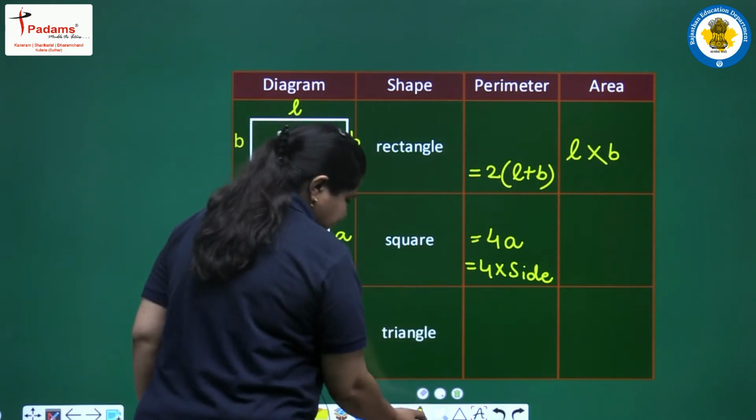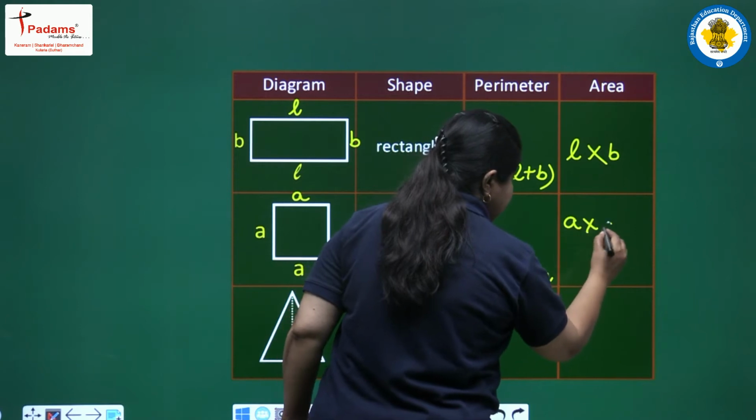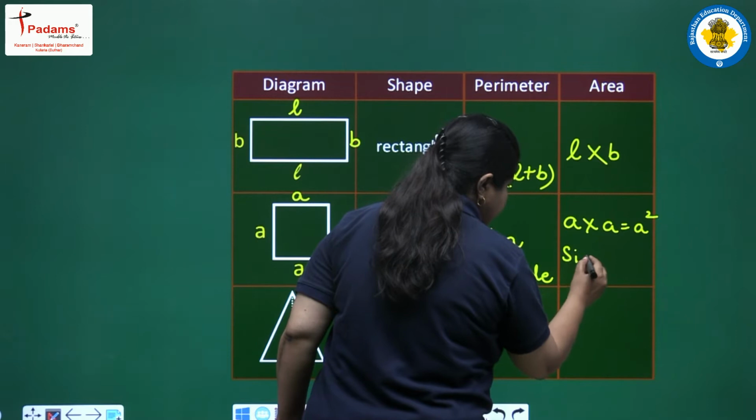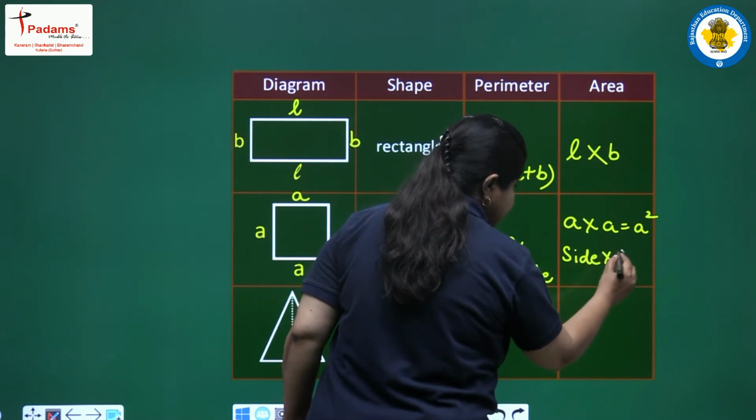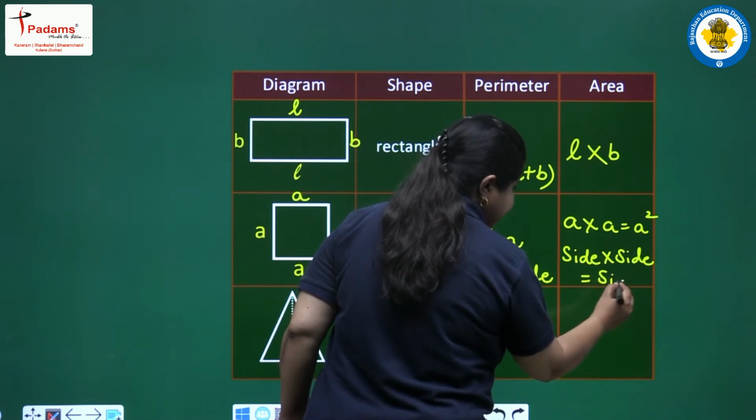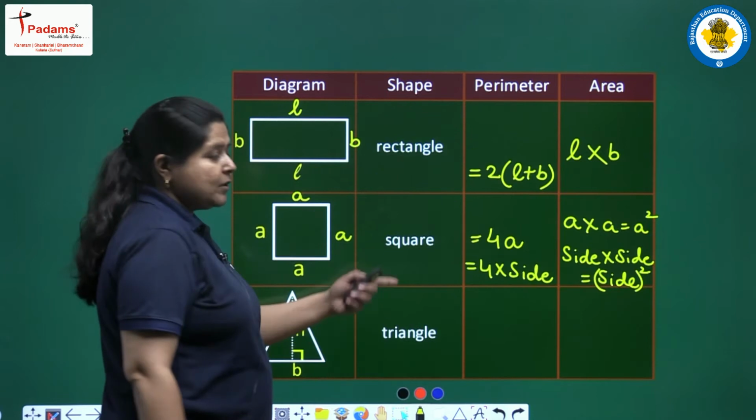Then what is the area of a square? It is given by A into A, that is A square, or in general form we can write side into side, or we can write it as side square. So in whatever way you understand, all mean the same.